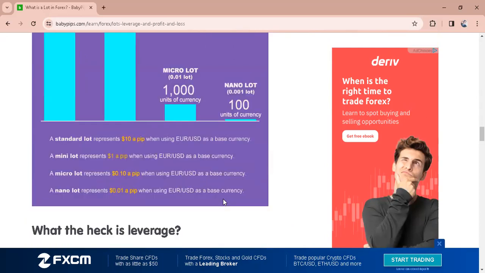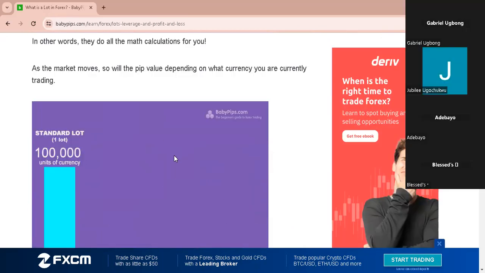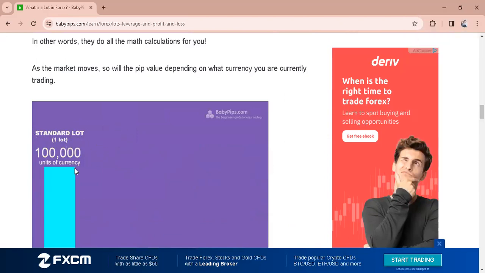Okay, you can see this. I love this. A standard lot represents $10 a pip when using EUR/USD as a base currency. I love what they described here. A typical example of 100,000 units of lot is a standard lot, which starts from one lot.